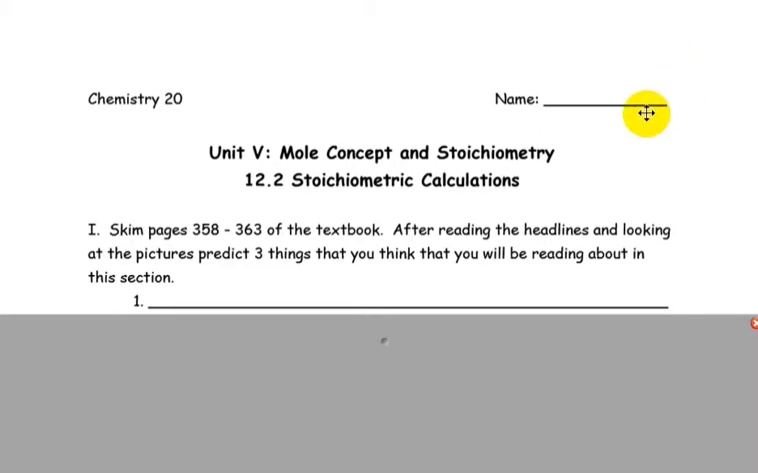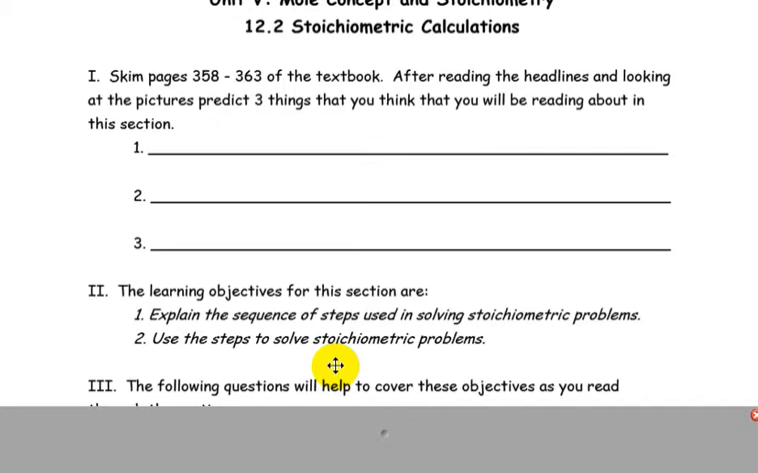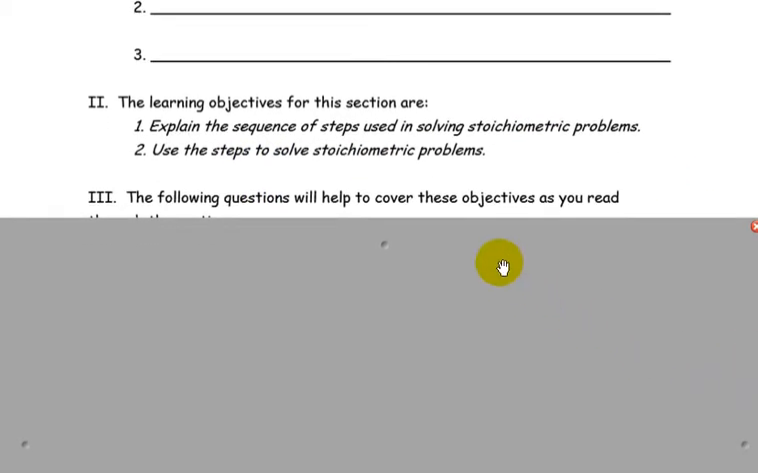This is the second FC3 booklet, 12.1, stoichiometric calculations it's called. And for this we'll look at the sequence of steps used in solving stoichiometric problems, explain them, and use them.